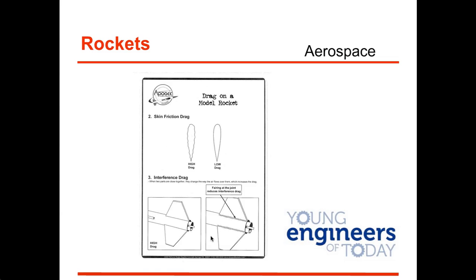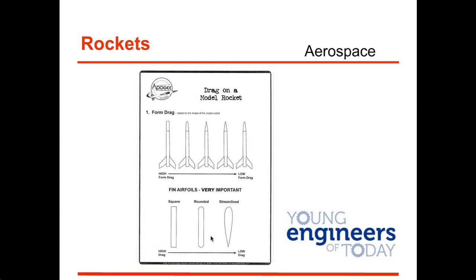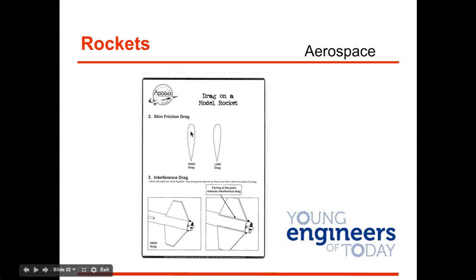And so this is called form drag. It's the most significant. It's related to the shape. Skin friction drag, you got to make sure things are smooth. You want to reduce that surface area, and you can do that through sanding.